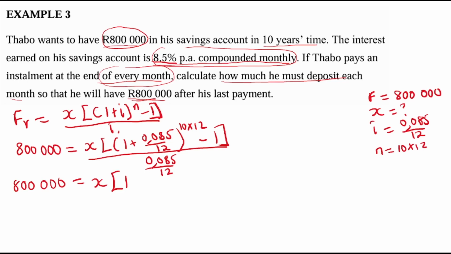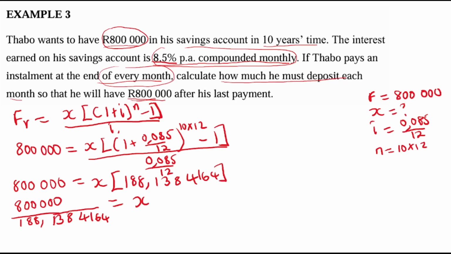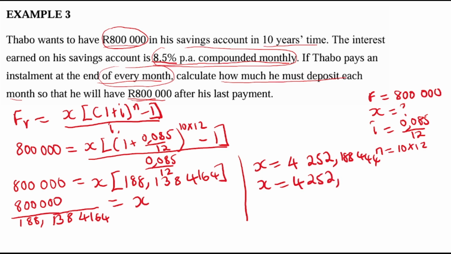This must give you 188.1384164, like that. And then what do you do to get X? You divide both sides of the equation by this whole thing. We get that X is equal to 800,000 divided by 188.1384164. And then what are we going to get for our X? We get that X is equal to 4,252 rand. To 2 decimal places, this is 4,252.19.